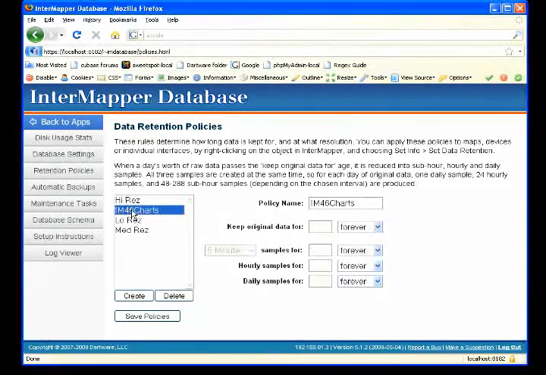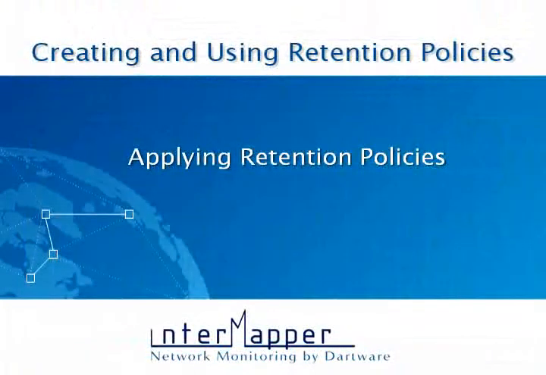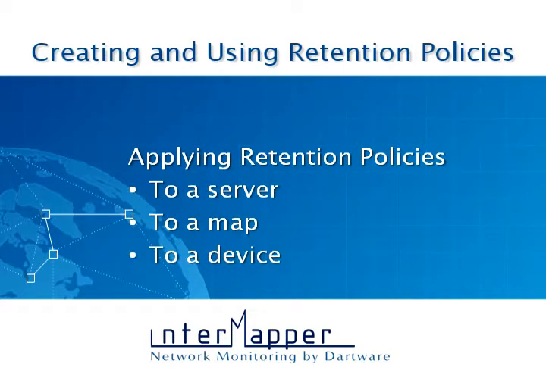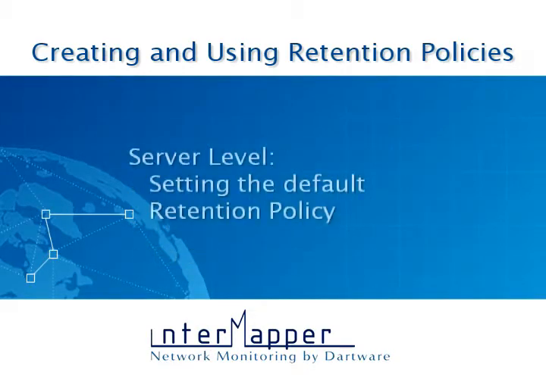An additional editable retention policy is created at installation called IM46 Charts. Edit this policy to specify retention for charts created in versions prior to 5.0. By default, this earlier data is saved forever, so until you edit the policy, that data is retained. You can apply retention policies to all maps at the server level. You can also apply a particular retention policy to a map or even to an individual device.